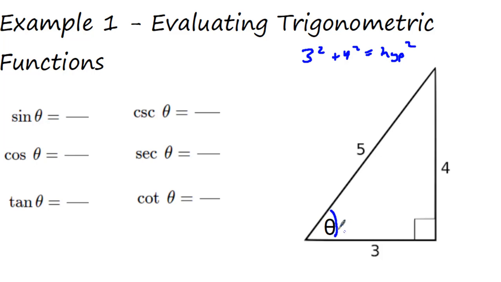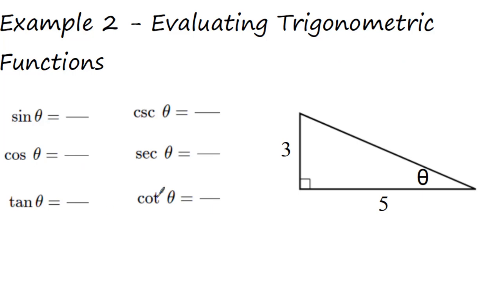Sine is dealing with the opposite, so it's 4 over 5, which means what's the cosecant? It's 5 over 4, isn't it? Cosine is dealing with the x value, or the adjacent, and that's going to be 3 over 5, which means what's the secant? 5 over 3. The tangent is going to be opposite over adjacent, 4 over 3, which means the cotangent is 3 over 4. And it's as easy as that to evaluate our trig functions.